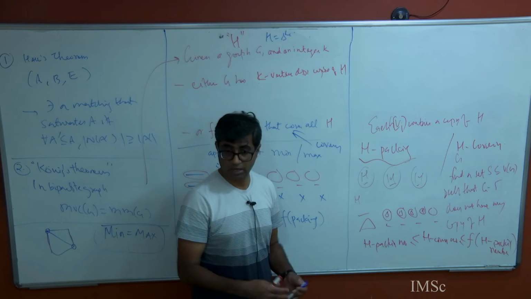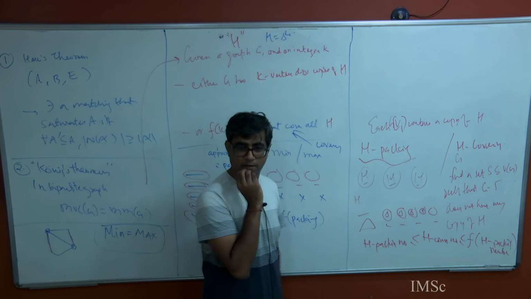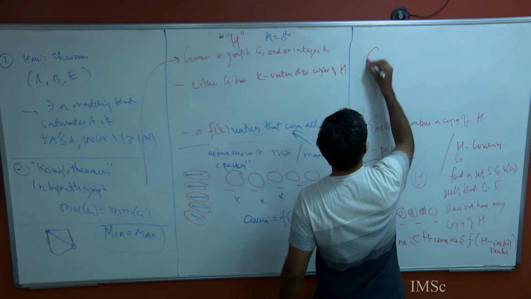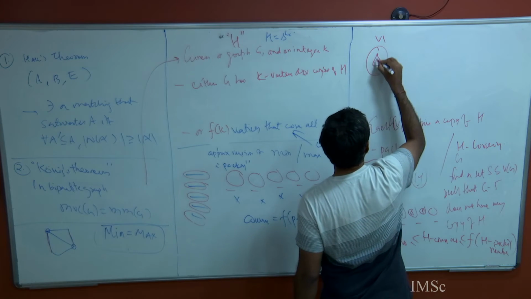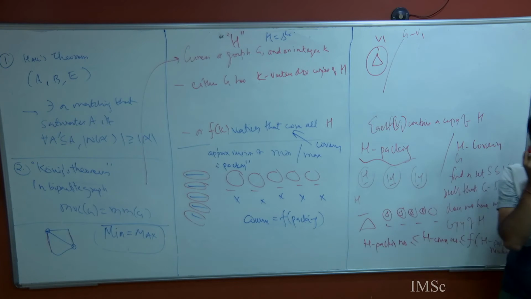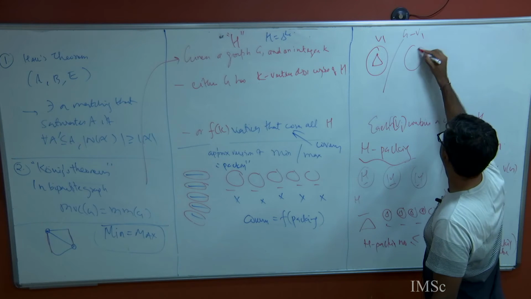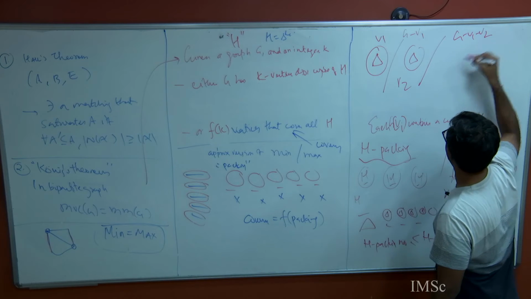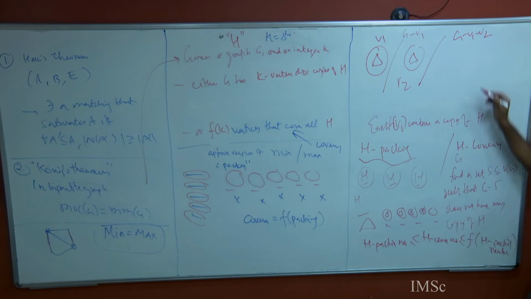So how will I do a triangle packing? I choose a triangle if the graph has one. Suppose my V1 is a triangle. Now it's G minus V1. What should I do again? Again choose a triangle, call this V2. What do I do again? At some point of time, I get stuck here.